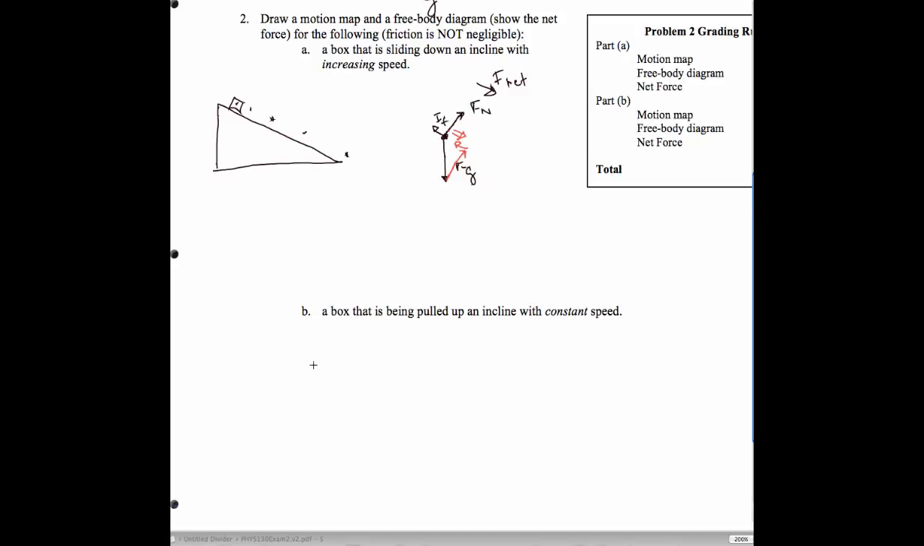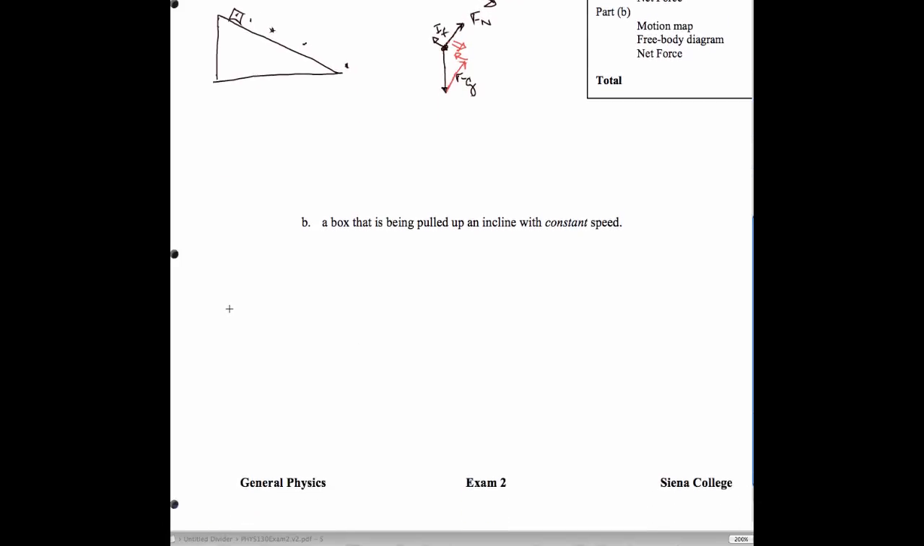Part 2. A box is being pulled up an incline at a constant speed. Okay, got to draw my incline again. So here's a box, and the motion map now is showing it at a constant speed. So every time my camera takes a picture, click, it's moved the same amount up the plane. Click, click, click. Right, because our motion map is sort of just frames of a movie.